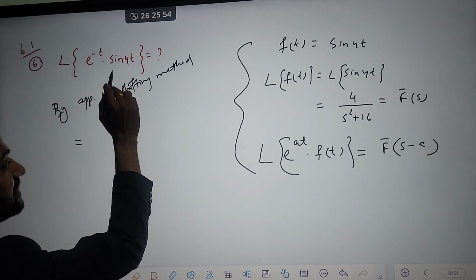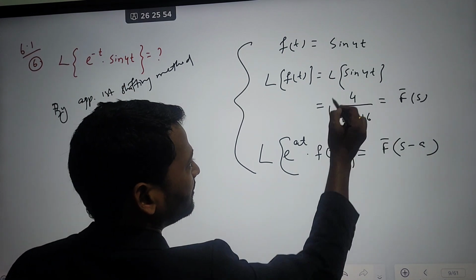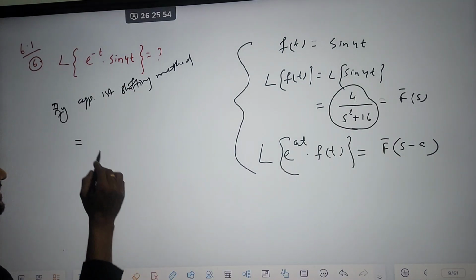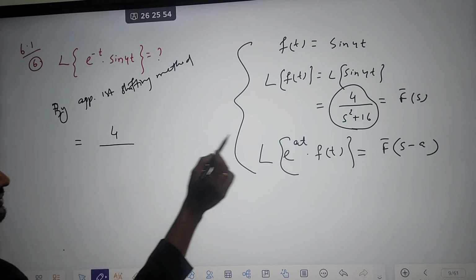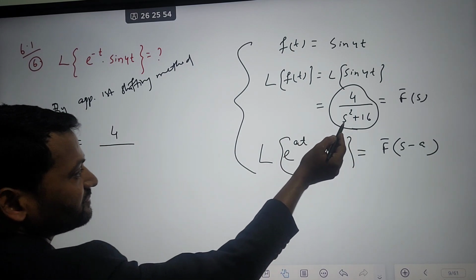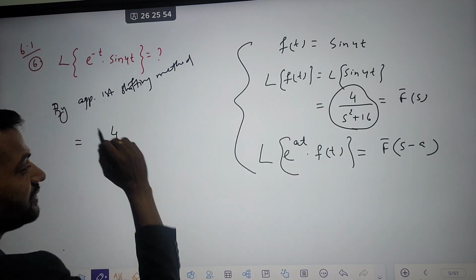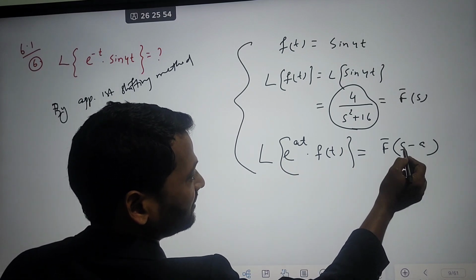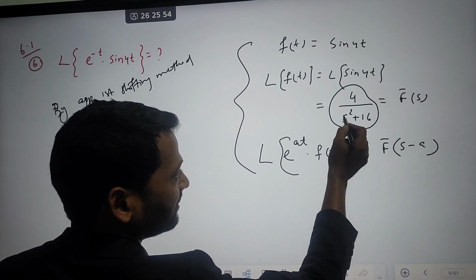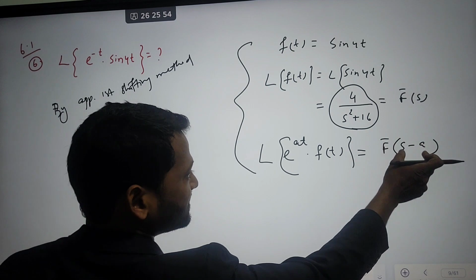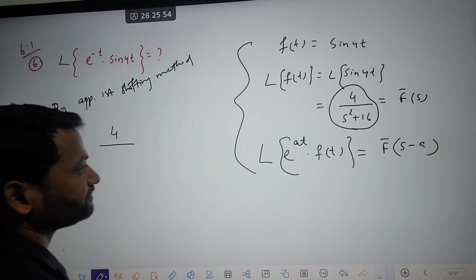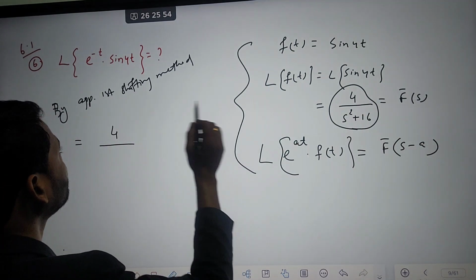इट इज फाइनली क्या होगा आंसर? तुम्हारा जो फॉर्मूला फाइनल आंसर है कितना है? फाइनल आंसर 4 बाय s स्क्वायर प्लस 16. सो इसमें रिप्लेस करो, क्या रिप्लेस करो? s minus a. You replace s minus a, just you put s minus a in place of s. ठीक है, सो s minus a मतलब क्या है?